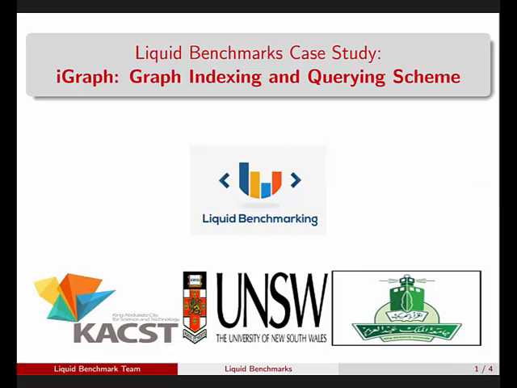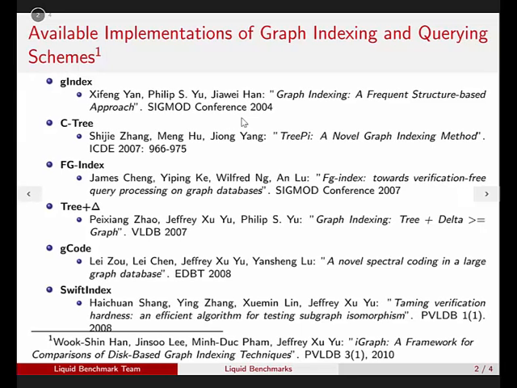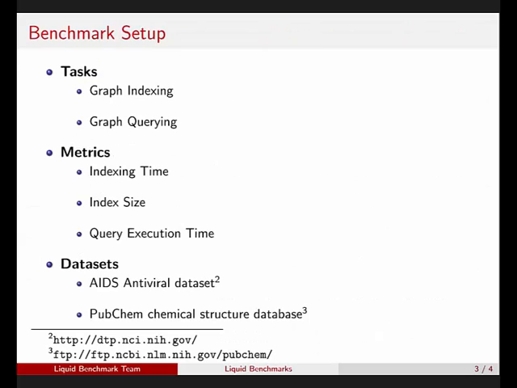Hi, in this video we will go through the iGraph case study. The iGraph case study consists of a graph indexing and querying scheme. There are a couple of available implementations of graph indexing and querying schemes: Gindex, C3, FGindex, 3 plus delta, Gcode, and Swift index.